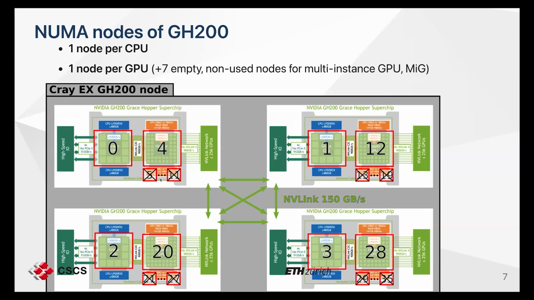Then there are still 7 non-used nodes, and that's for the multi-instance GPU, which basically means that it's possible to also configure a system with more Hopper GPUs as well. It's still a hardware configuration, but you can actually split this GPU into isolated multi-instance GPUs that you can later use.